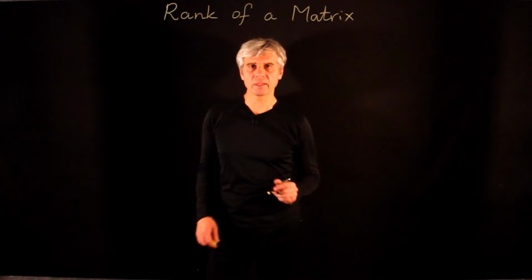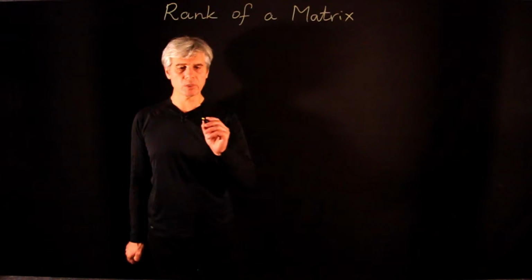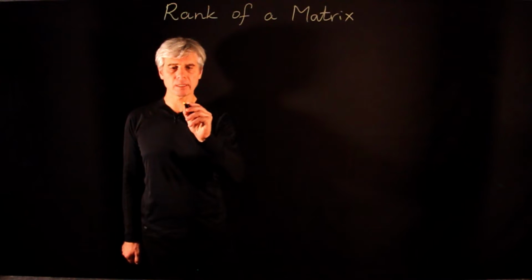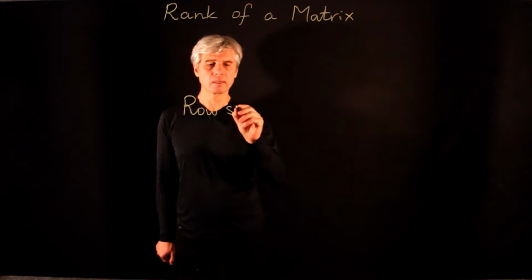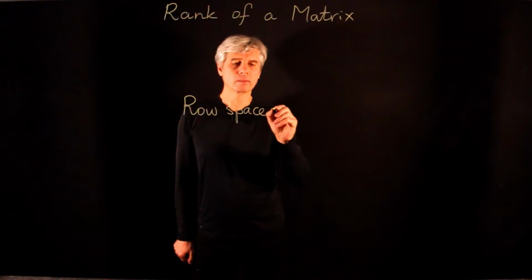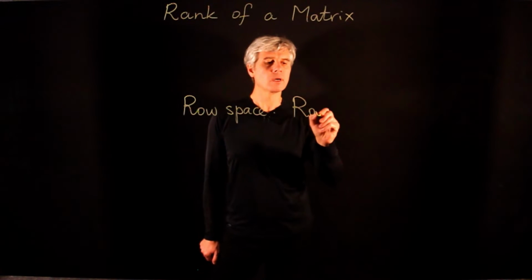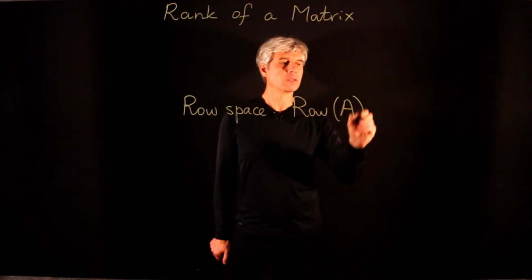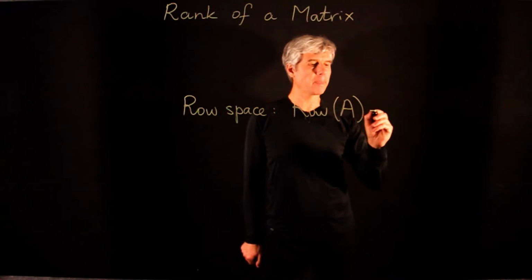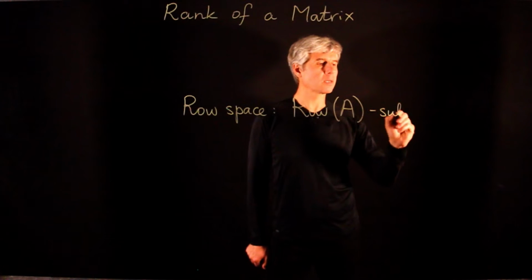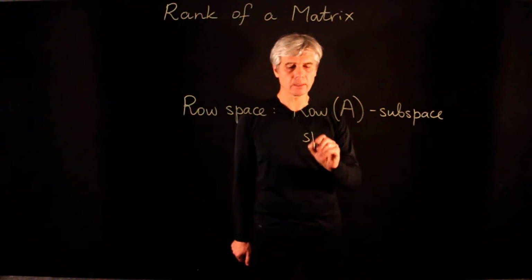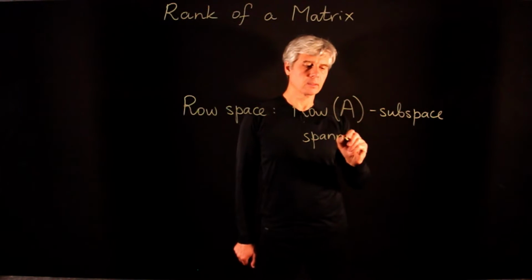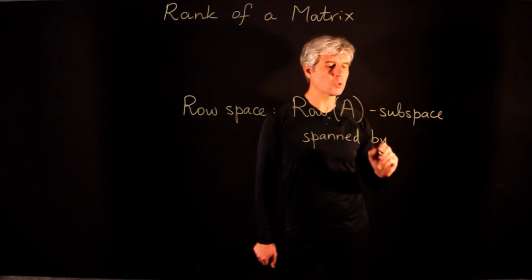Let us recall that with each matrix A, we associated the following subspaces. So we have a row space, which we denote row of A. This is a subspace spanned by rows of A.